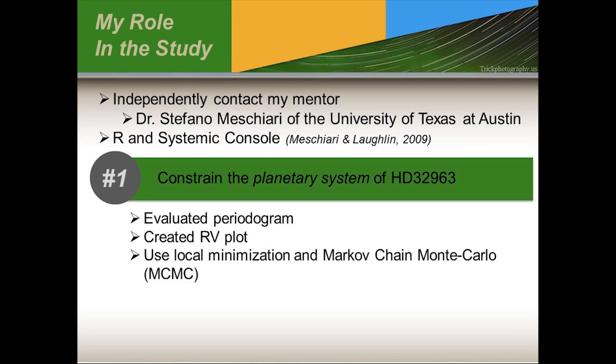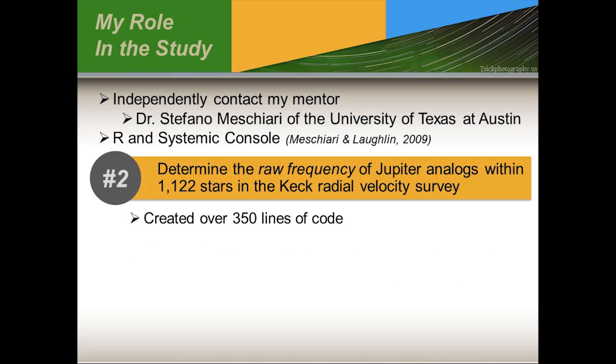The first objective of my study was to identify and constrain the planetary system of a new Jupiter analog orbiting HD 32963. The second objective was to calculate the raw frequency of Jupiter analogs using data on 1,122 stars from the Keck Observatory. The third objective was to correct this frequency for detectability using a detection limit calculation.